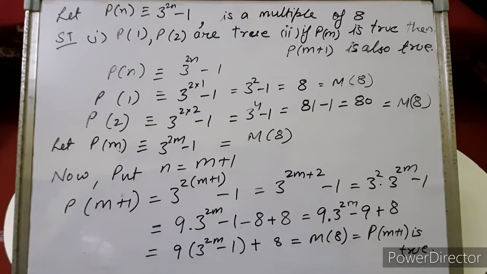Understood? So, then we can say that Pm plus 1 is true, or we can say that hence it is proved by the principle of mathematical induction that Pn is divisible by 8 for all n belonging to natural numbers. We can write this statement also. Right, children? Note down, please.